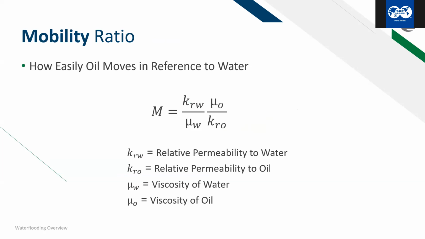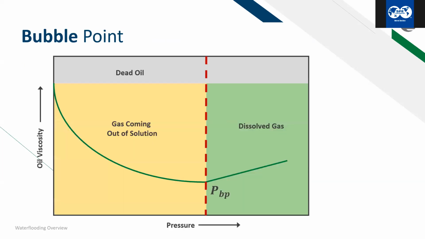So the other thing that we need to be aware of is what can affect our mobility ratio. As I said, it's dependent upon your relative permeability and your viscosity, right? So the thing that can change your viscosity of oil, if it's a live oil, is pressure. We always recommend that if you can, you want to start a water flood before you reach bubble point.